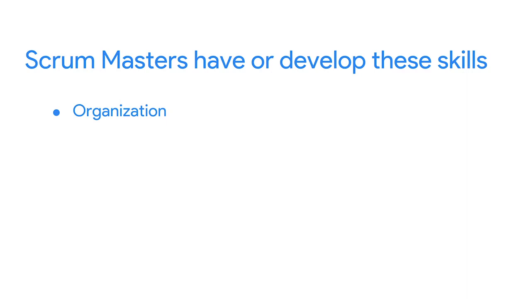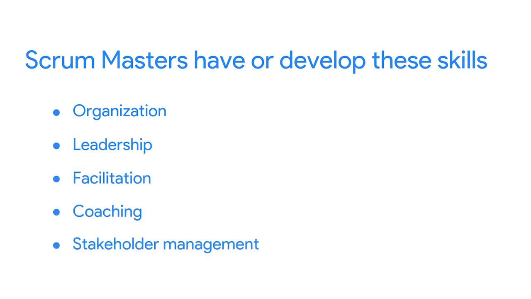Now you know a bit more about the pillars and the role of the Scrum Master. To recap, a Scrum Master must possess skills like organization, leadership, the ability to facilitate, coach, and manage stakeholders. And a Scrum Master can be quite different from a project manager in terms of their responsibilities. But the role may be played by the same individual since they require a similar skill set. In the next video, we'll learn what a product owner does.